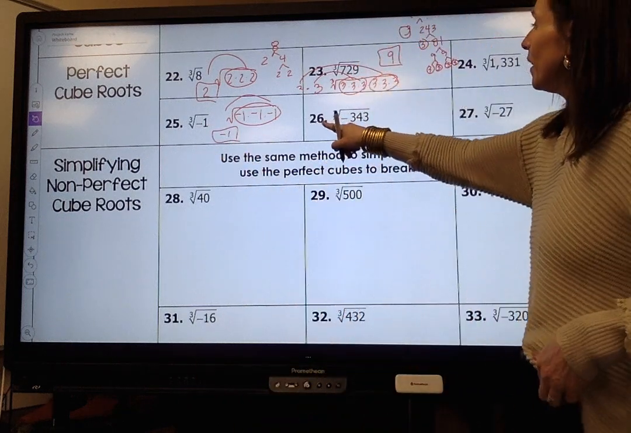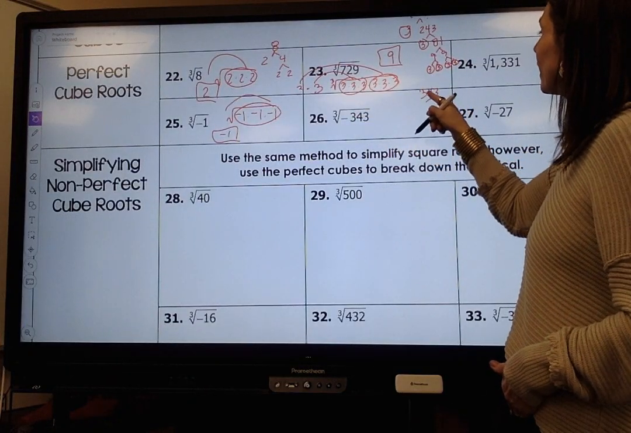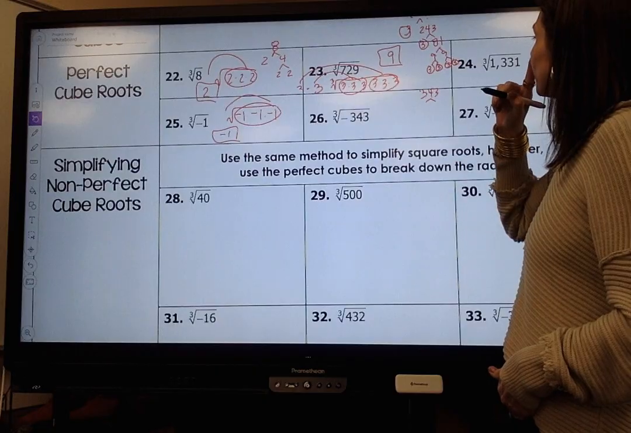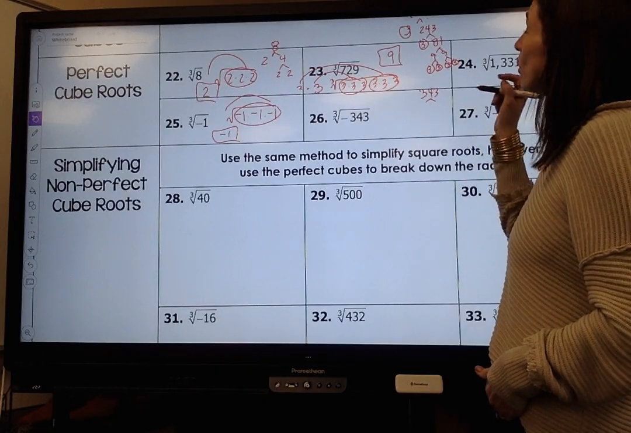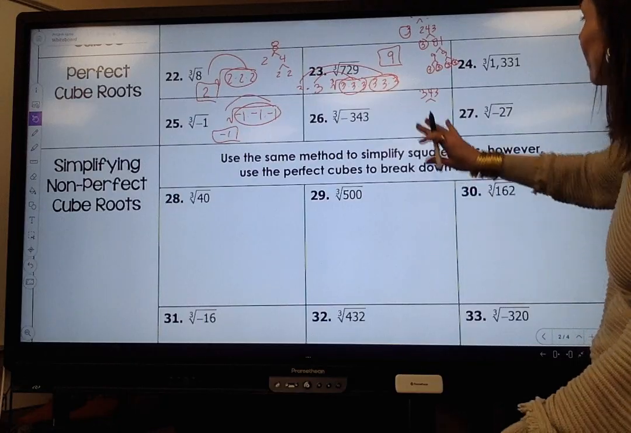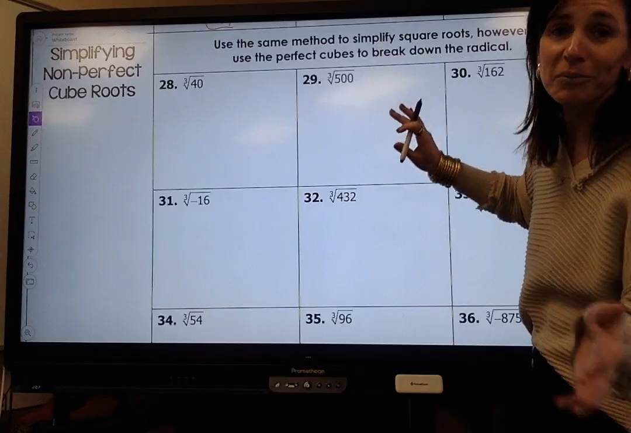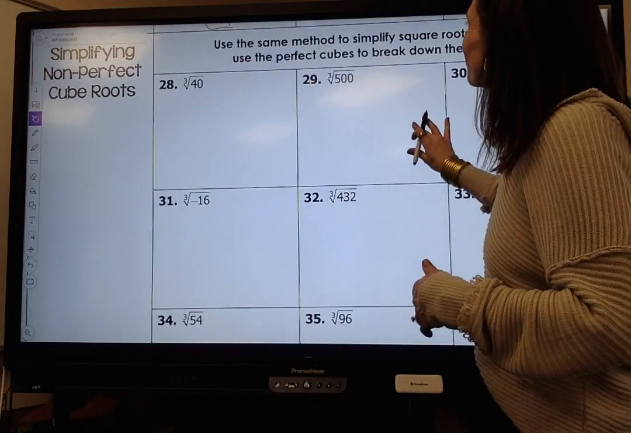So in 26, I can do my factor tree. 7, 8, 9, 10. 3 doesn't go in there. Yeah, no, 3 does not go in there. 2 does not go in there. 7 probably does. Okay, so we're going to do another example. We're going to not simplify. So not simplify that one.